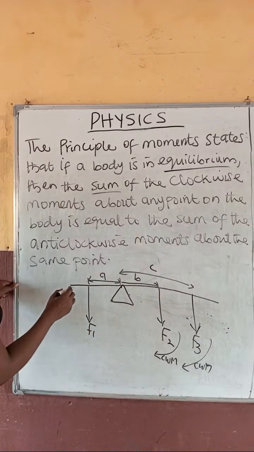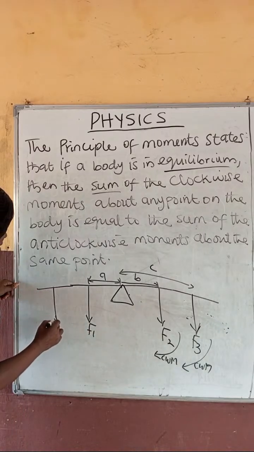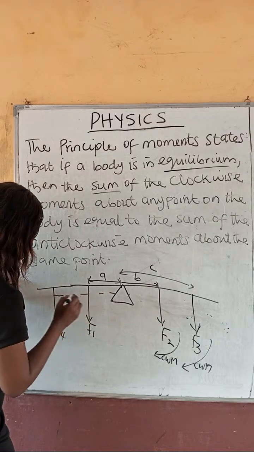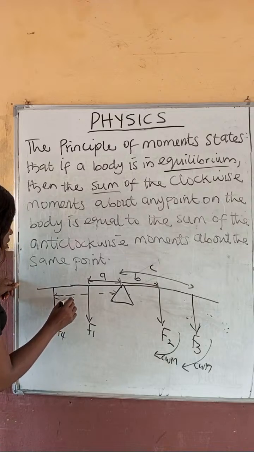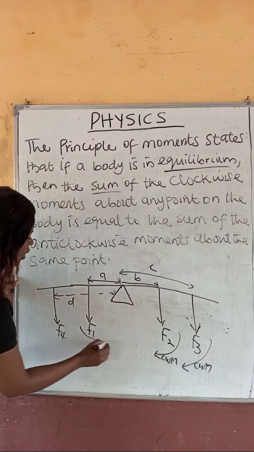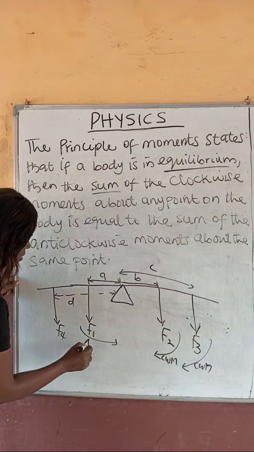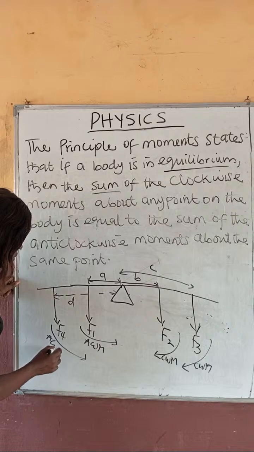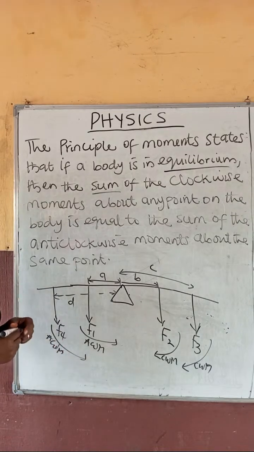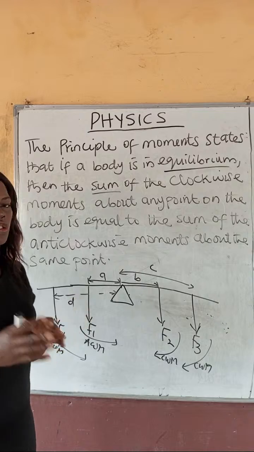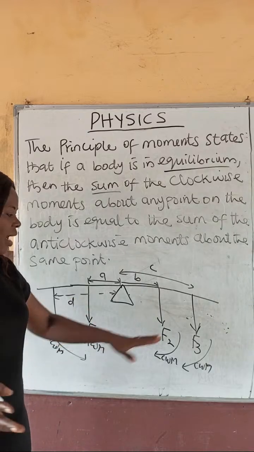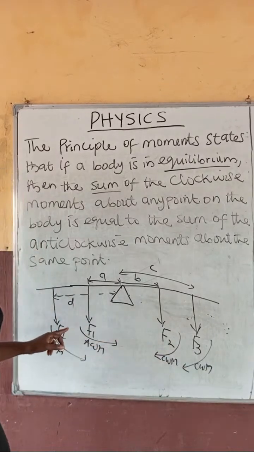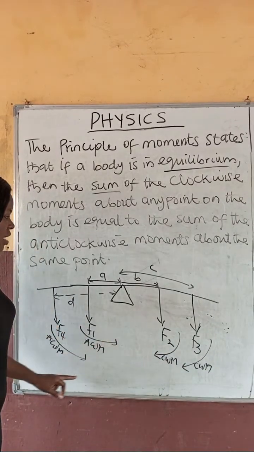You can still have another one here. I'll tag it F4. And the distance from here to here, I'll call it D. This becomes what? Anti-clockwise moment. This becomes anti-clockwise moment. Do you understand what I'm explaining? There's a possibility you have more than one, and they are clockwise moments. This one too is clockwise. Coming to this, it is anti-clockwise. This is anti-clockwise.